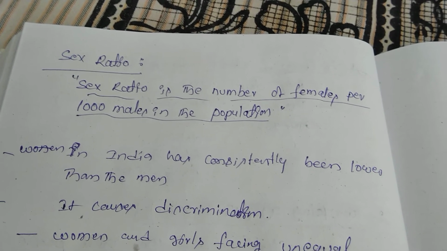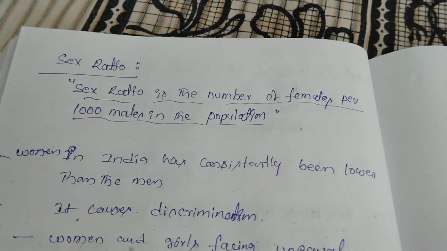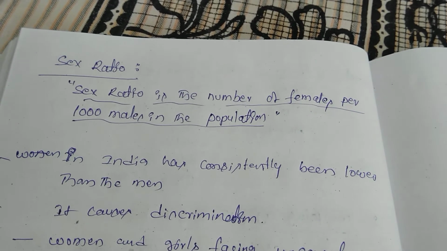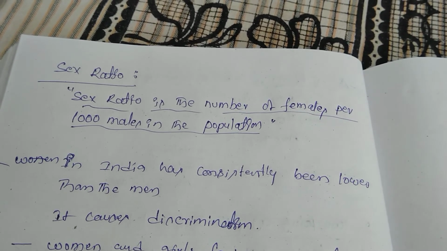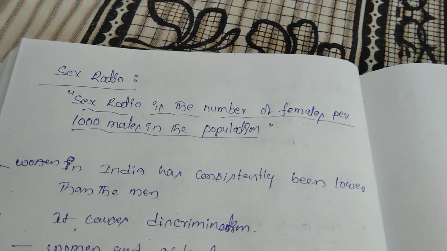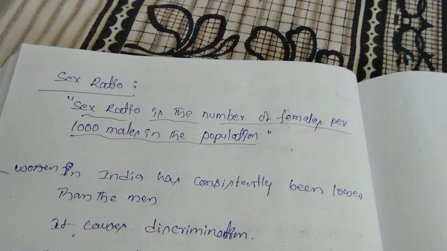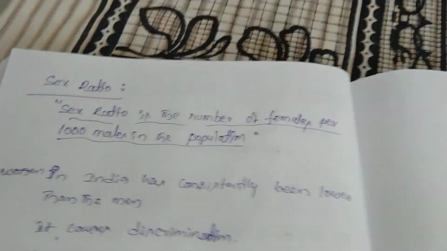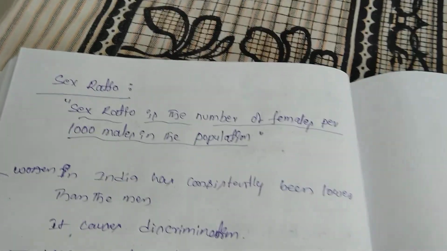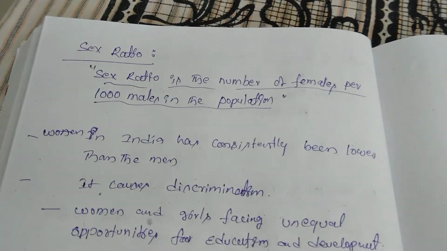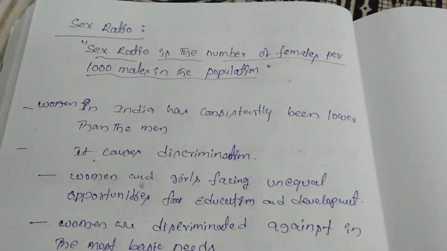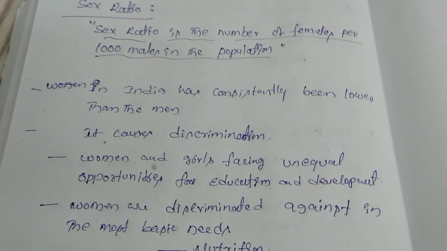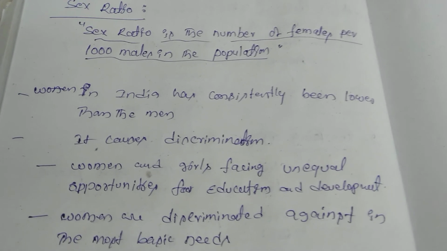So the people do not allow girl children to be born. Next, it causes discrimination. Women and girls face unequal opportunities for education and development because of the social structure.